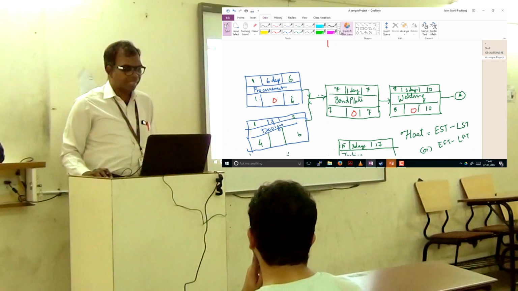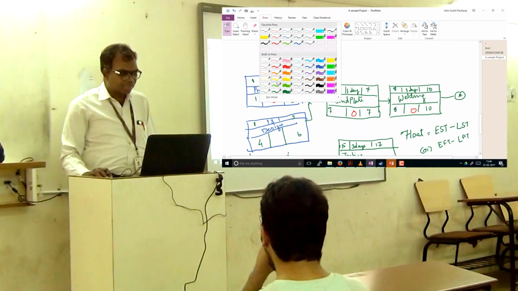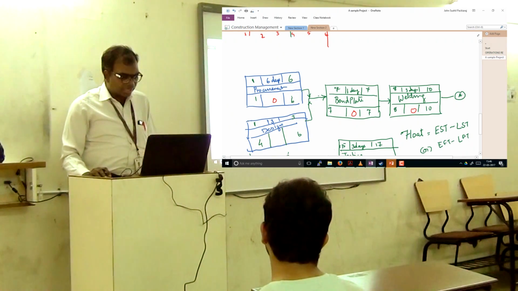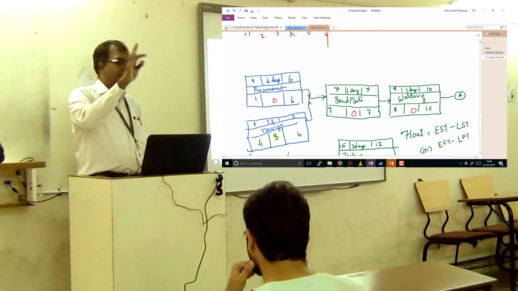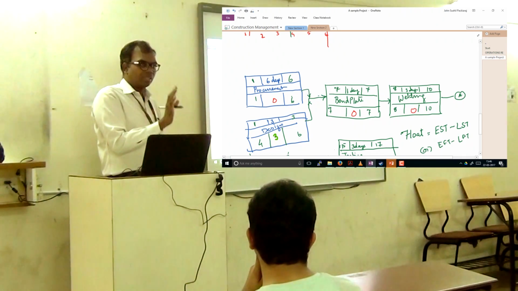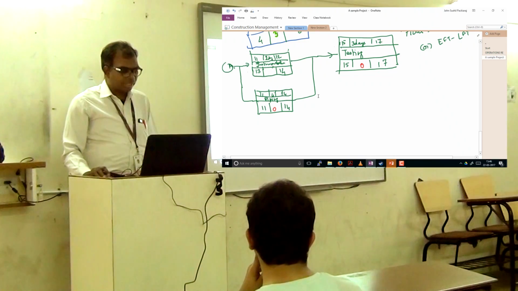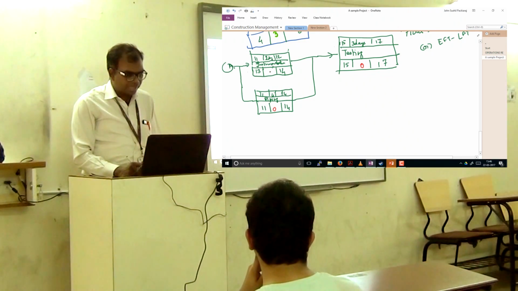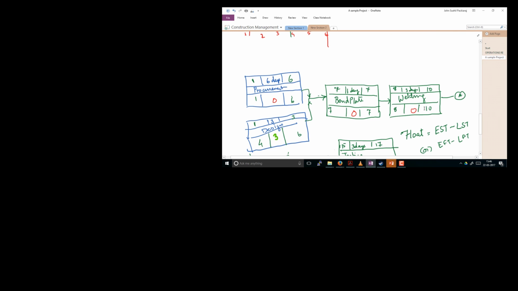If there is free time, then you call that a float, and the float here is 6 minus 3, 3 days. That means I can play around with this activity for 3 days. If I do it, I will not affect the duration of the project. Same thing appears here also. 14 minus 12, 2 days. And other activities are all on the critical path. All the other activities are on the critical path.